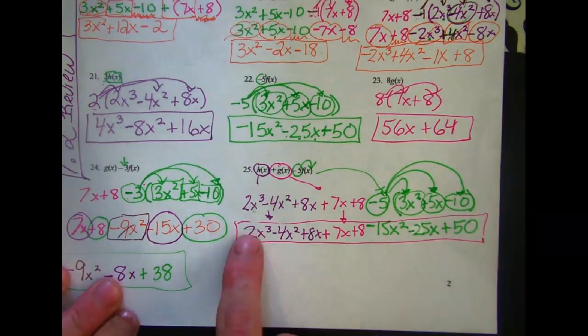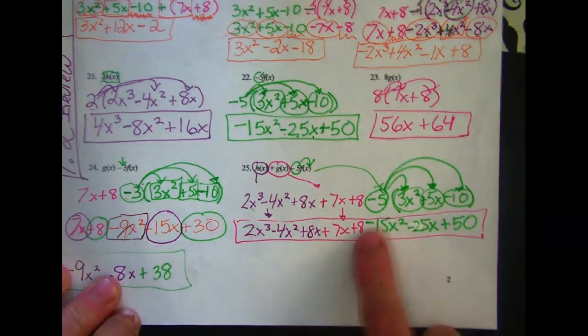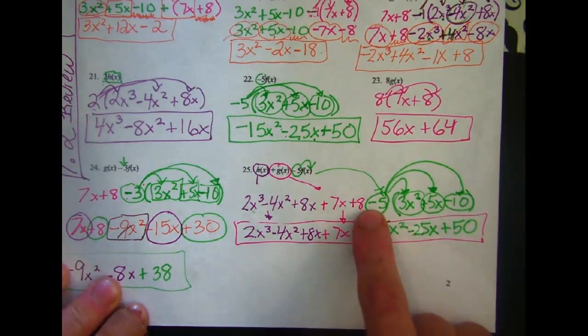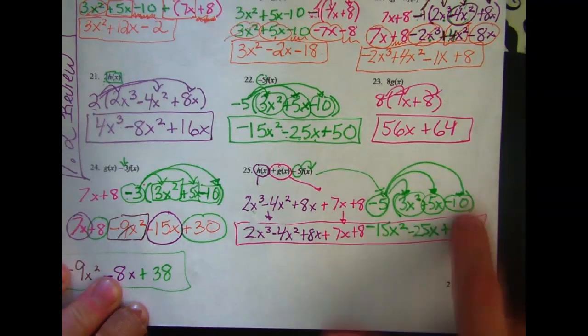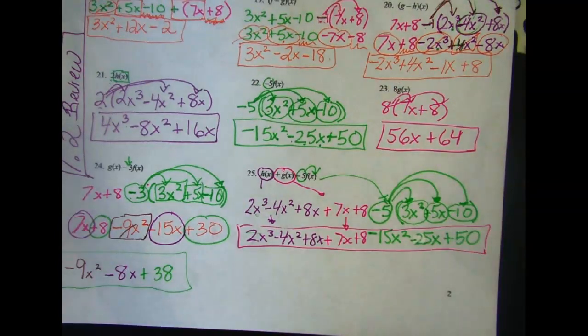Okay, so as you can see, I just rewrote my first two things, but you should have had negative 15x squared minus 25x, because you have a negative times a positive, and then a negative times a negative, so plus 50. So now what we can do is start combining the like terms. So I want you to finish this problem on your own. Remember, put them in order from x to the third, x to the second, x, and then just the numbers. But go ahead and pause it and then combine the like terms and see if your answer matches mine.